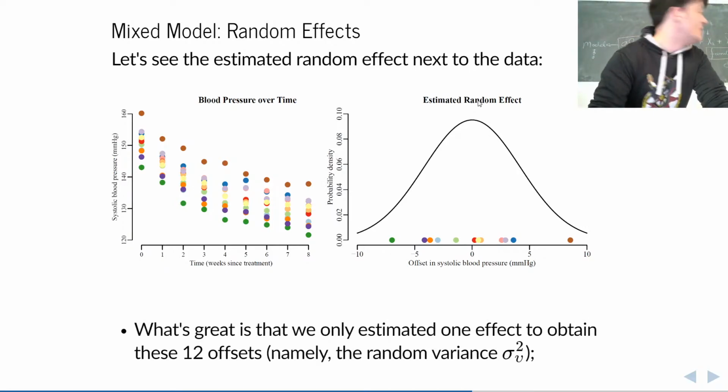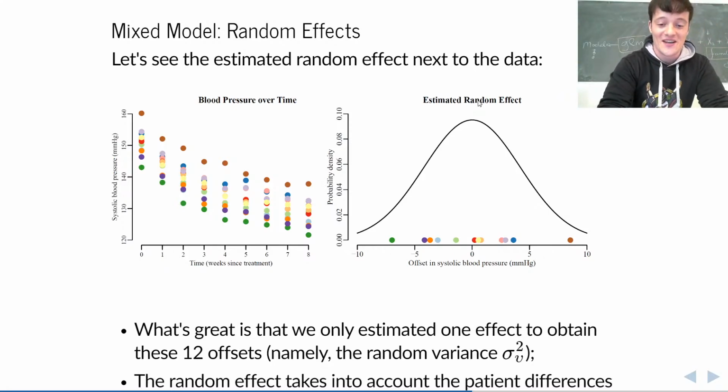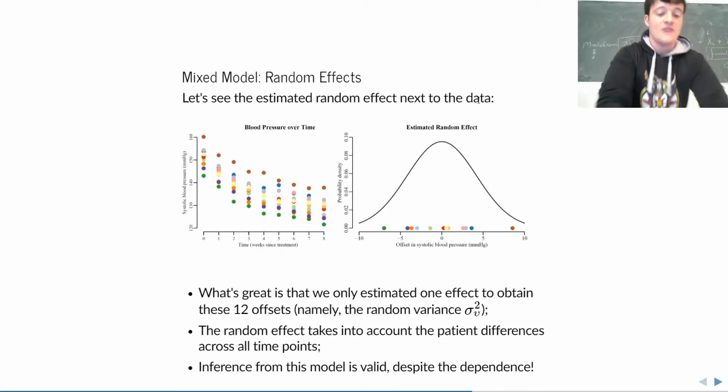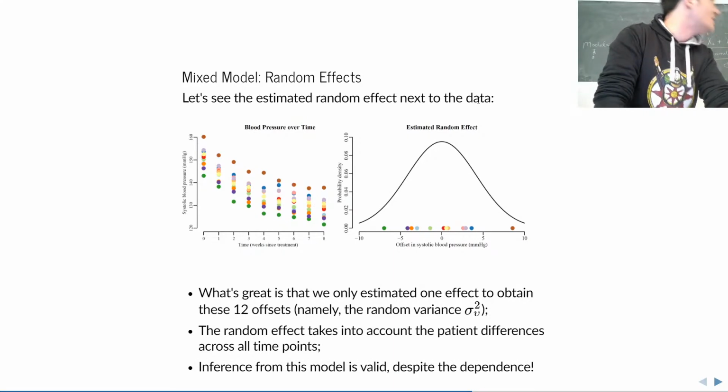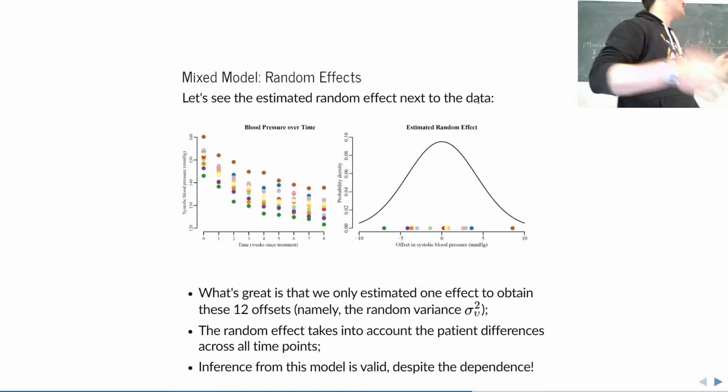Okay, and we only used one effect. We only estimated one variance instead of estimating 12 different offsets for all the patients. So this is much more efficient than a fixed effects model. Why is there no p-value? Yeah, we'll get to that. Hold on. It takes into account the patient differences, and I have to zoom out again. Sorry. That means that inference from this model is valid even though these are not independent measures, and that is why we're using a mixed model.